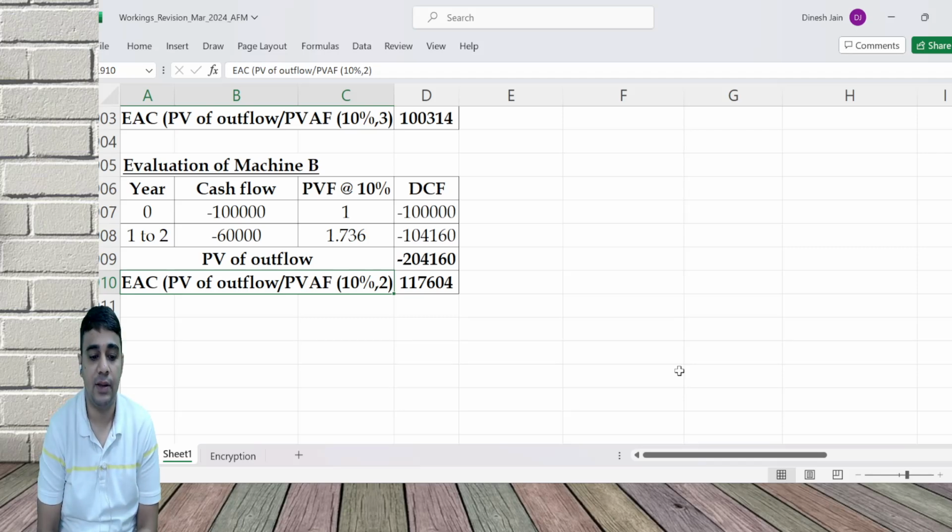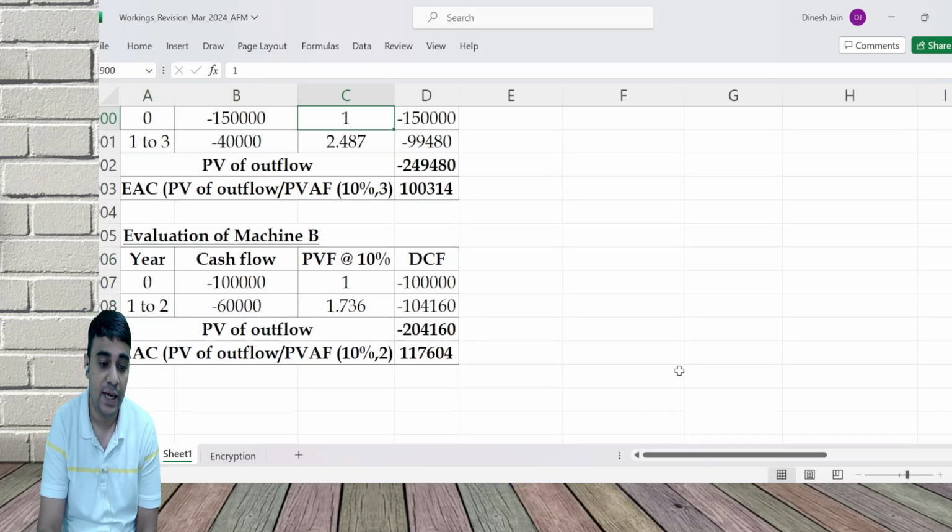One lakh 17,604 is the equated annual cost. Any doubts on this? If life is different, we need to do EAB or EAC. If life is the same, directly go by NPV or PV of outflow. Same question. Any doubts till this?